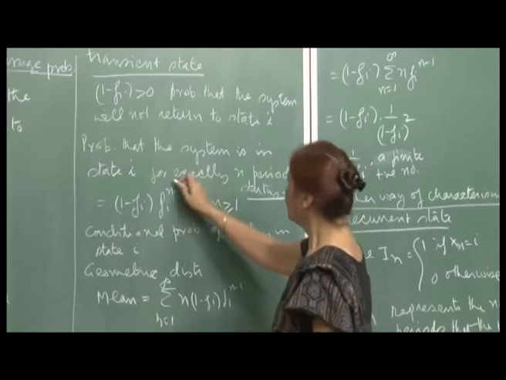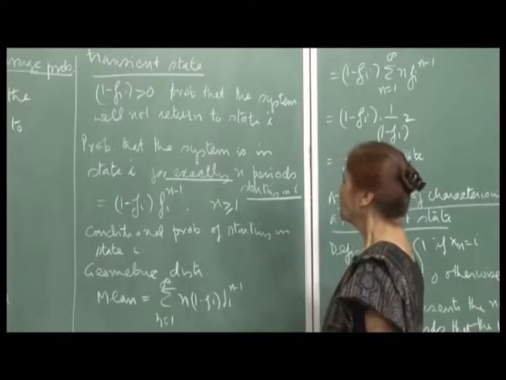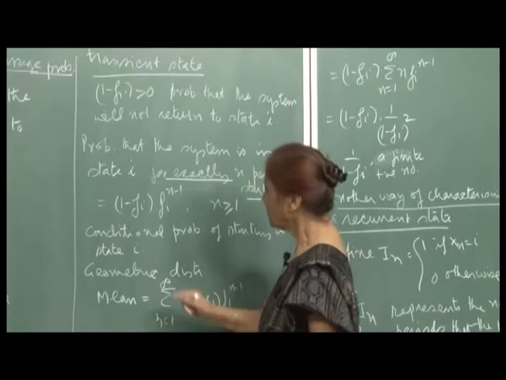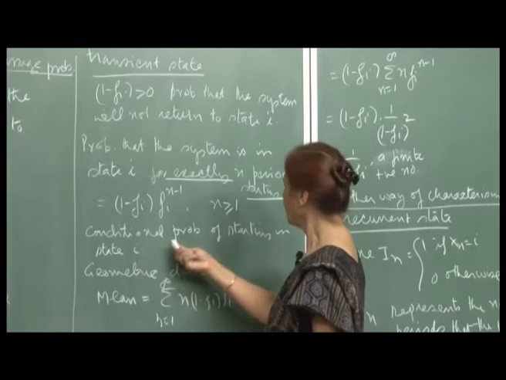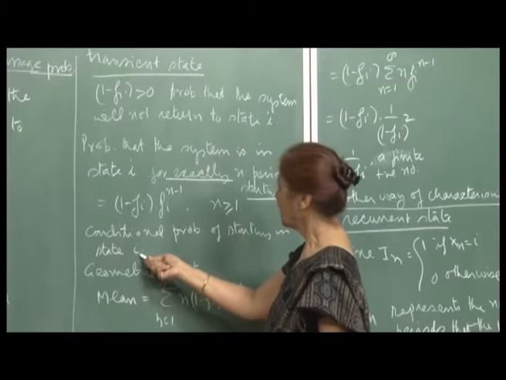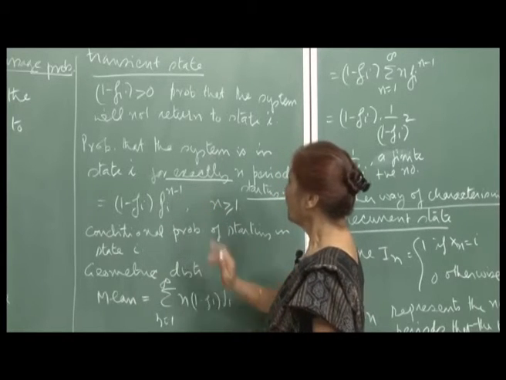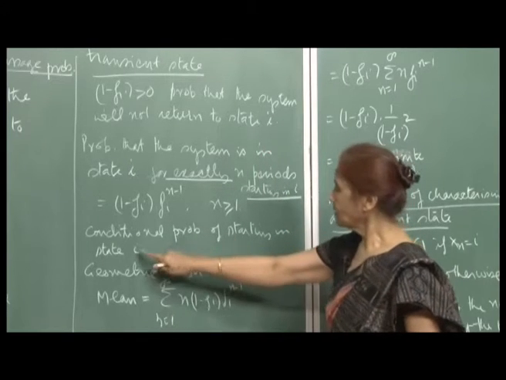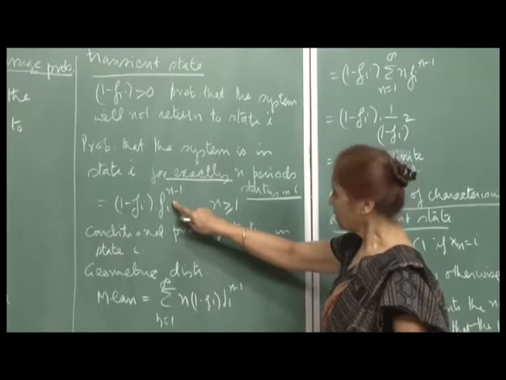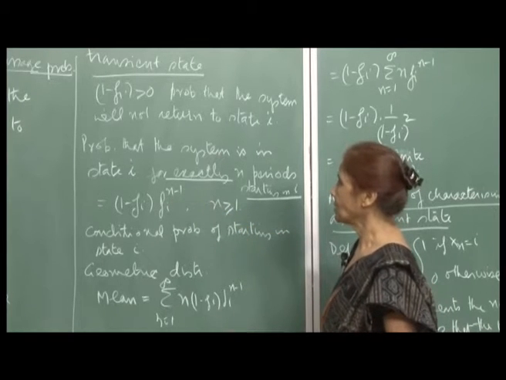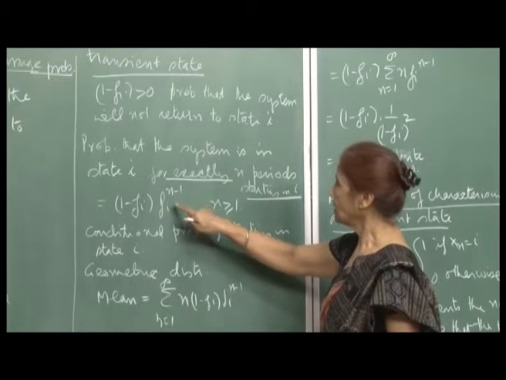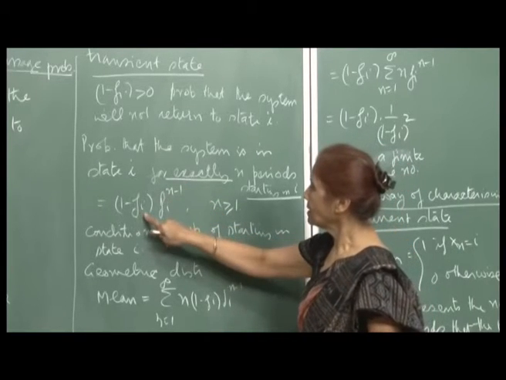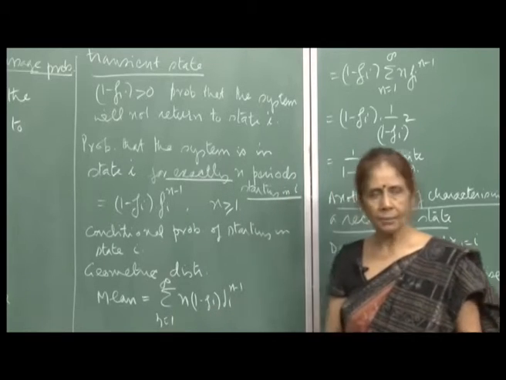So, I am computing the probability that exactly for n periods it has visited state i starting from i. I am writing down the conditional probability of starting in state i and then being in state i exactly n times. It already started in state i, so it needs to revisit state i n minus 1 times. This is the probability of revisiting state i n minus 1 times, and then 1 minus f_i is the probability that it will never come back after that.